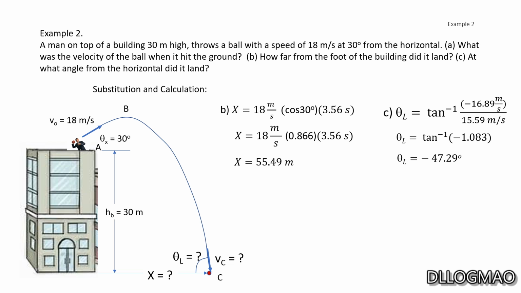The final answers are: final velocity, or velocity of the ball when it hit the ground, v sub c is 22.99 meters per second. The horizontal distance from the point of the building to the point where the ball hit the ground is 55.49 meters. Angle of landing, theta sub L, is negative 47.29 degrees.